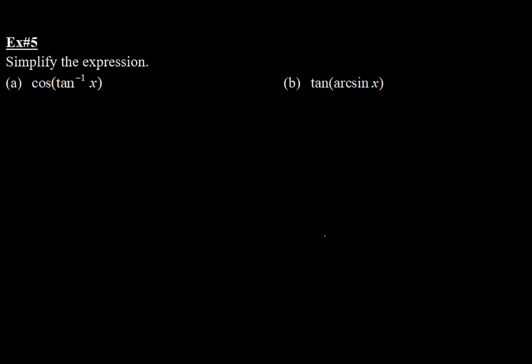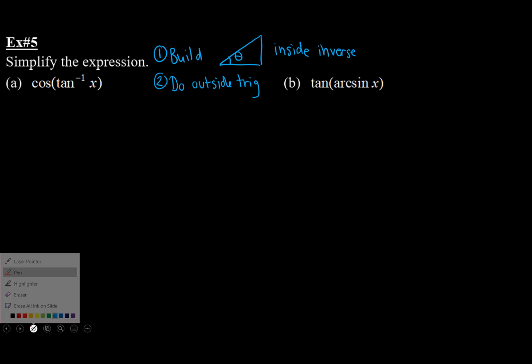So I want you to try these examples for a second. Let me just give you a hint. Build your triangle based off of the thing that you have on the inside. That comes from your inside inverse function, and then you're going to do the outside trig. Okay, go ahead and work on it. Pause it for a second and see if you and I can come up with the same answer.